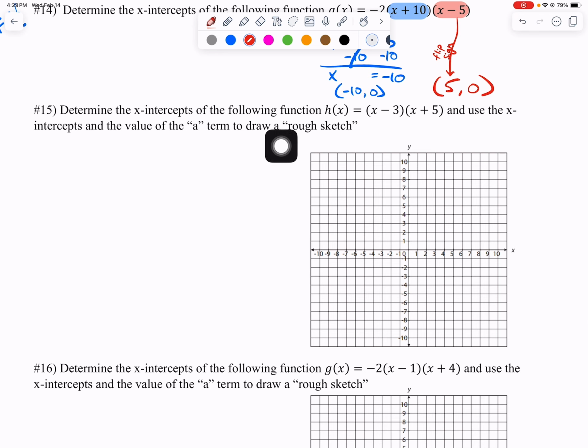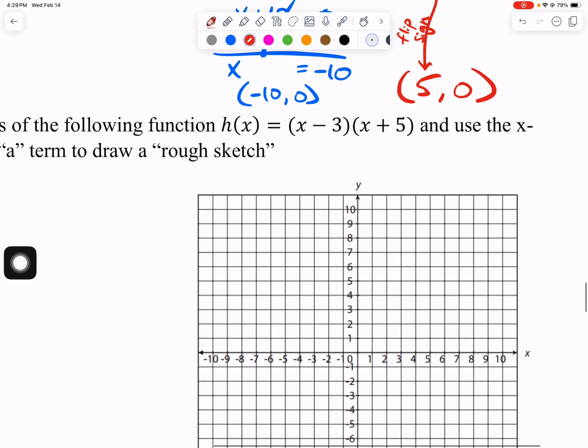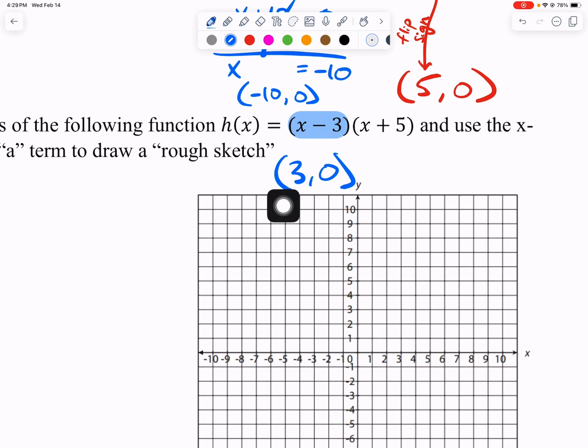15, determine the x-intercepts of the following function. H of x equals x minus 3, x plus 5, and use the x-intercepts and the value of the a term to draw a rough sketch. Beautiful. So what do we know here? Let's take the shortcut. All right, so our x-intercept here becomes, yes, not negative 3, 0, but 3, 0. Again, you're taking this negative 3 here, and you're just simply flipping it to a positive because we set y equal to 0, and that just becomes 3, 0.